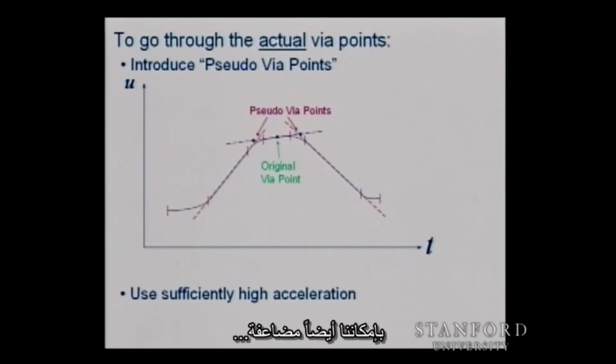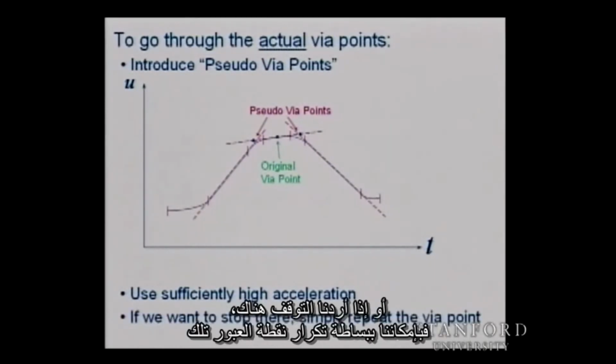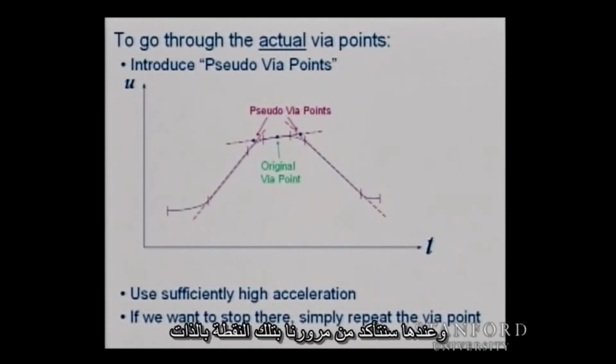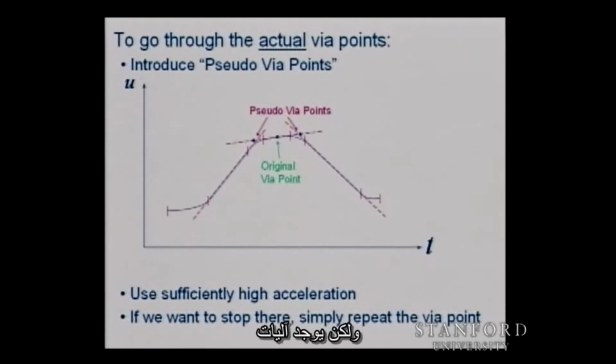We can also use a sufficiently high acceleration to actually force it through a particular point. Or if we want to stop there, we can simply repeat the via point, and then we'll make sure that we go through that particular point. That will obviously affect the formulas. We want to make sure that we don't have division by zeros, etc. But they are mechanisms. The bottom line is that these via points are really there so that we have a general motion around the space that is avoiding obstacles.